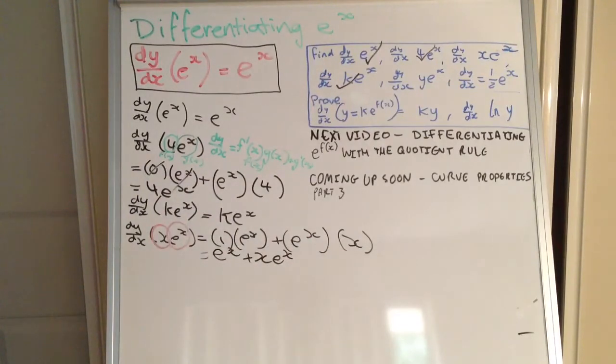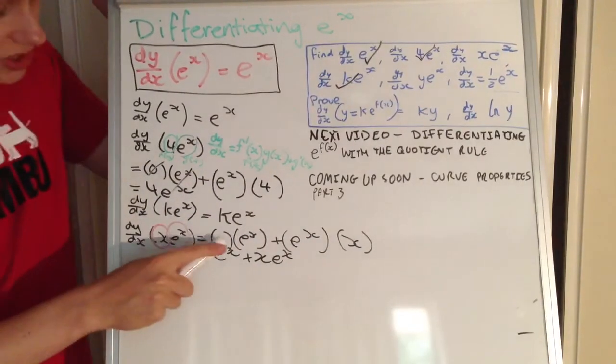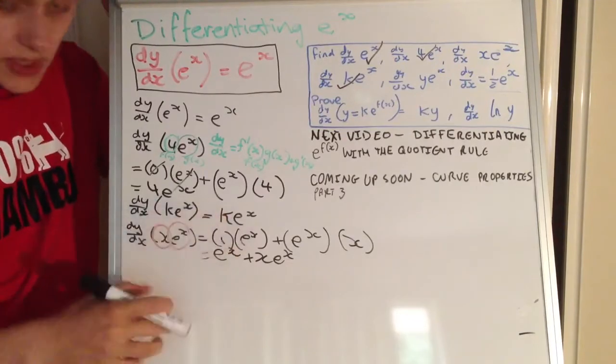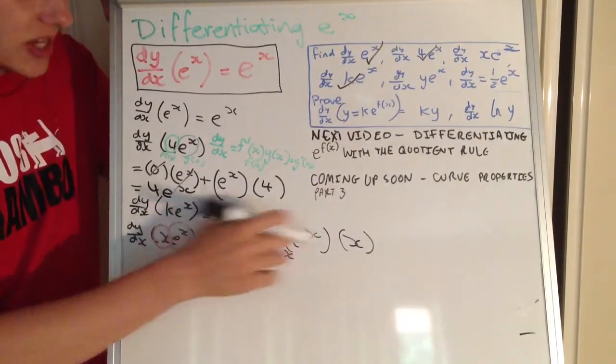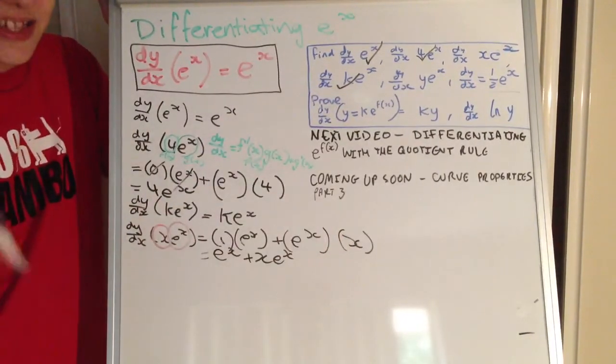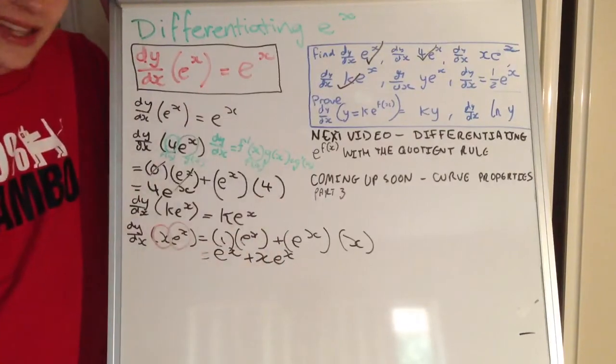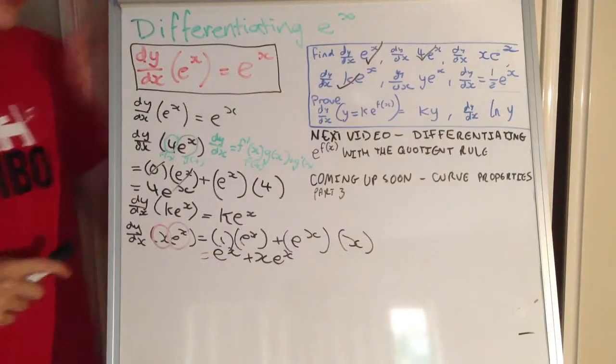As you can see there, it's pretty straightforward. We just differentiate all our terms. That 1 times e to the x is just going to make e to the x, and x times e to the x is going to make x e to the x. Nice and simple and straightforward.